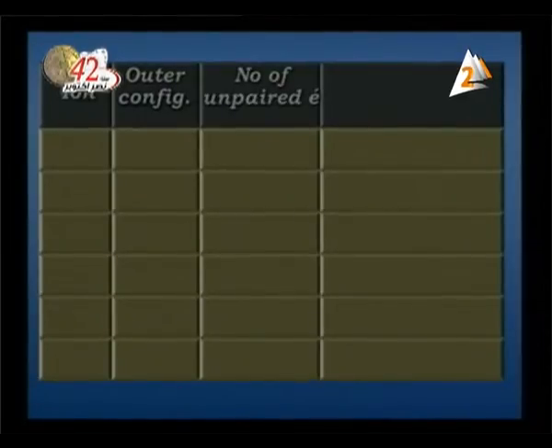Here, my dear student, we find the ion, the outer configuration of the element ion, the number of unpaired electrons, and the color of the ions. Here, we are going to discuss some examples. You are not to keep it, my dear student, just for illustration.